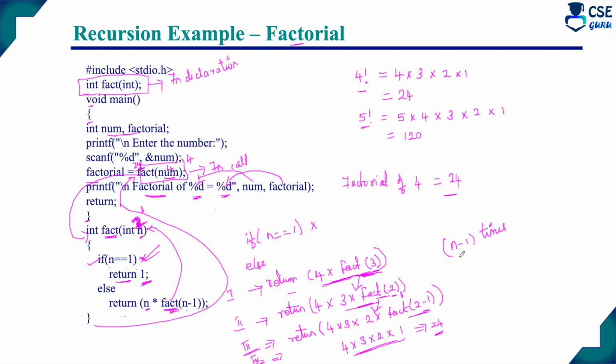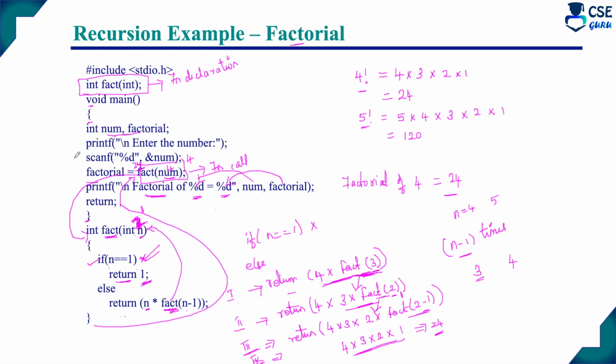So here, the recursive function is called n minus 1 times. We have given n value 4, so n minus 1 times means 3 times the recursive function is called. Suppose you give n value 5, the recursive function will be called 4 times. So n minus 1 times the recursive function is called.